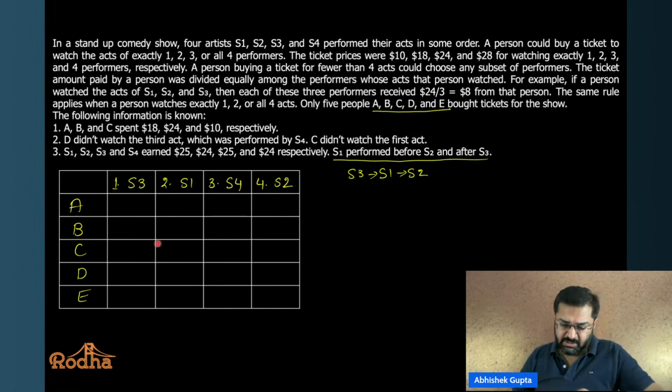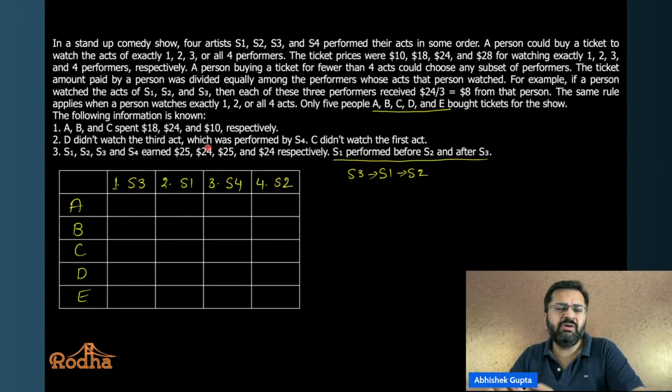What do we do next? When you look at this, since we have got these orders and everything, just remember one thing. Whenever we do a puzzle, whenever we do an LRDI question or anything, just try and put as much data into the structure, the table, whatever, as possible. Now, when you look at this, what are the parts that are directly given? Just fill them up. For example, it says ABC spent $18, $24, $10 respectively.